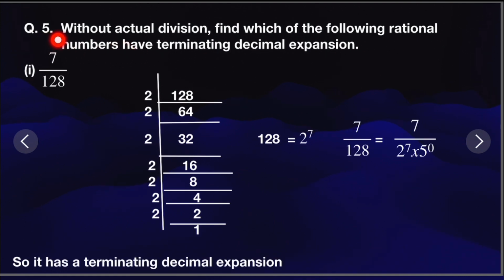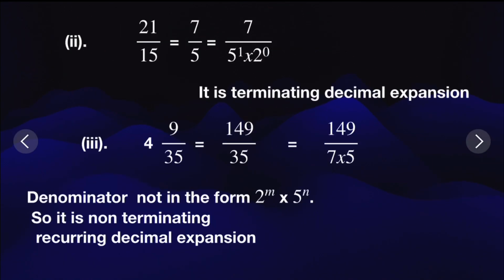Okay, question 5. Without actual division, find which of the following rational numbers have terminating decimal expansion. So you are not supposed to do the division. You just have to factorize the denominator. If you factorize it, you find that the factors can be written as 2 raised to 7. You can write it in this form, 2 raised to 7 multiplied by 5 raised to 0. So this is a terminating decimal expansion.